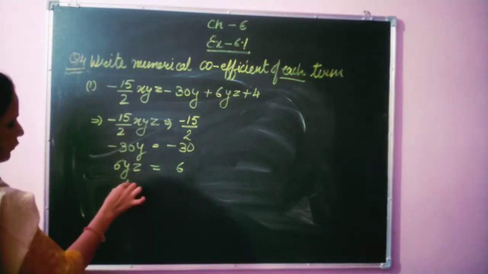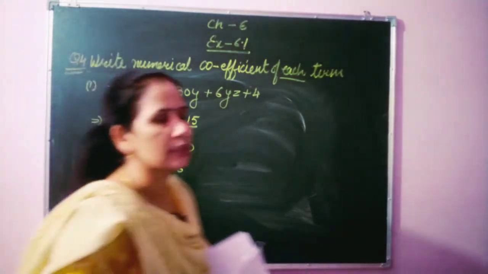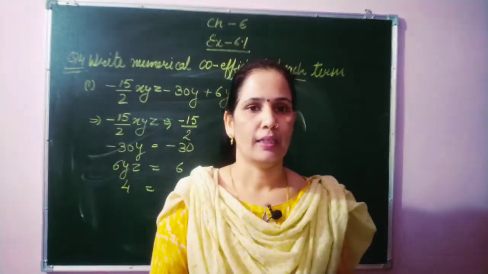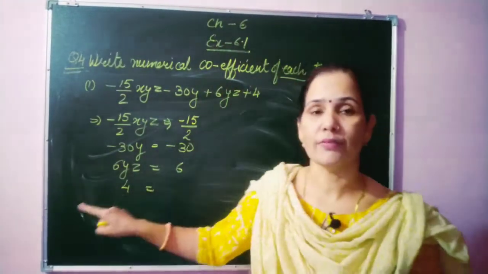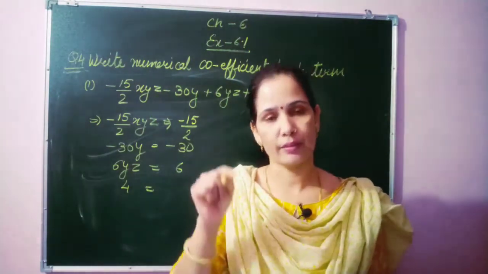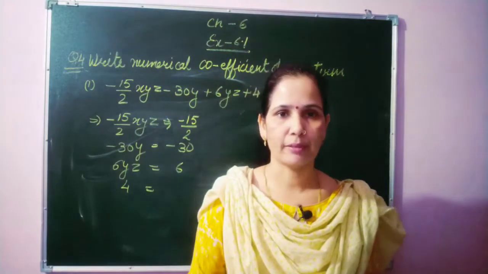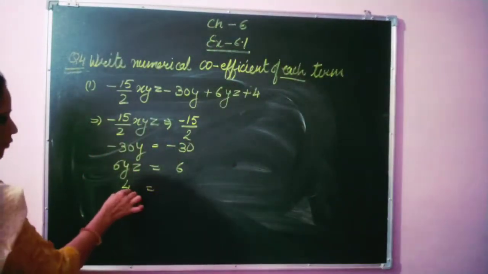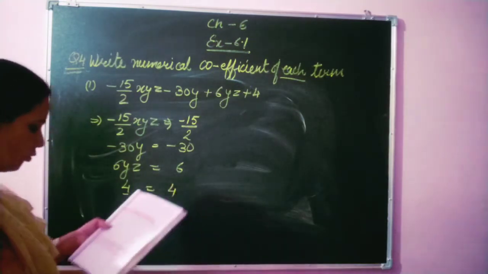Next term is only 4. As we already discussed, if any constant number is given, then the degree of the variable is 0. So there should also be a variable, but its degree is 0, so we will not write the variable. So for 4, the numerical coefficient is 4 only.